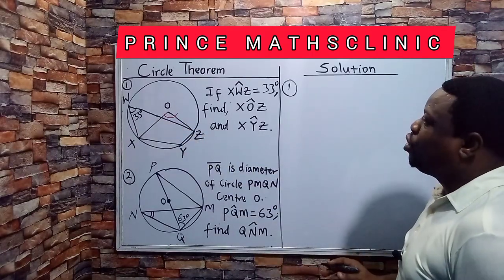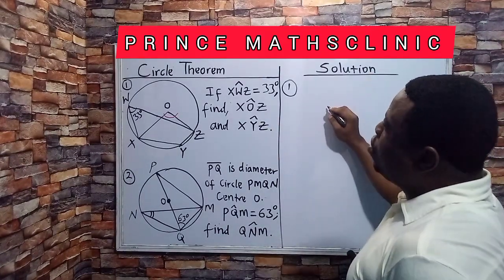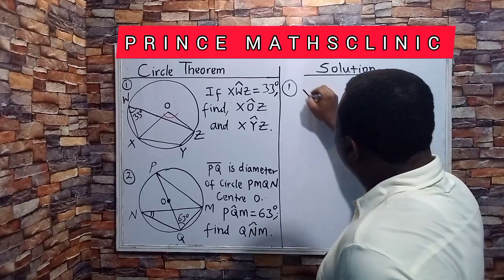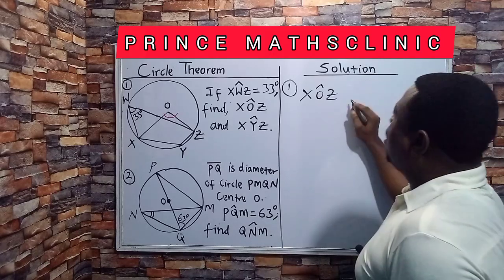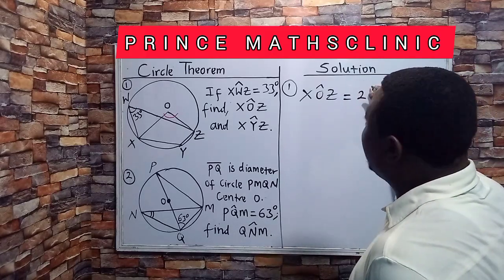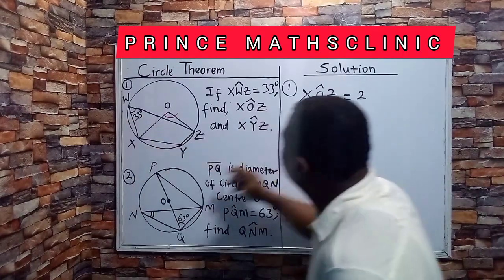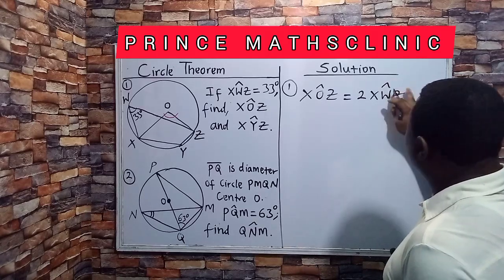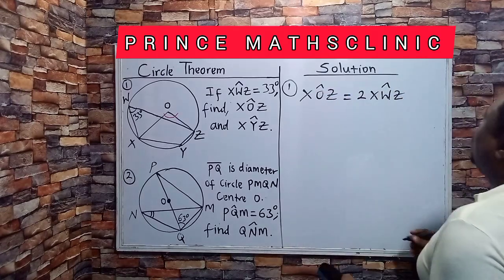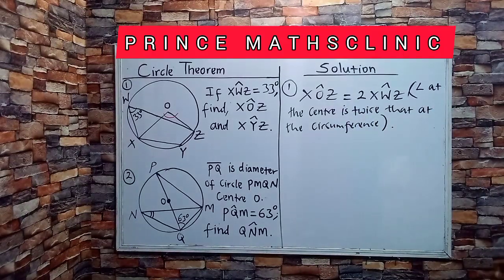Now, the simple thing you just need to do to find XOZ is that you need to let us know that angle XOZ, right, is equal to 2 times XWZ, this angle. You can see angles W here, angle O. Now, what is the reason? Angle at the center is twice that at the circumference. That is the reason.